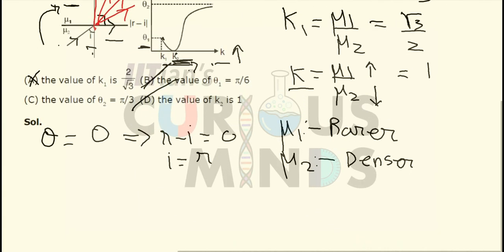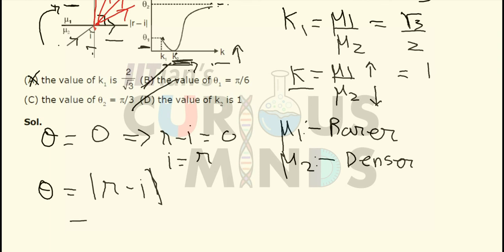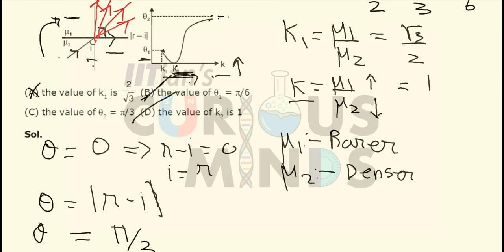So what is the value of theta 2? You can see at theta 2 the line is becoming almost a straight line. It will not be exactly a straight line, but almost. So the angle of refraction becomes 0. Since theta is equal to the modulus of r minus I, with r equal to 0 it will be equal to I, and I is equal to pi by 3. So theta 2 will be equal to pi by 3, which is option C. So the correct answers are B, C and D.